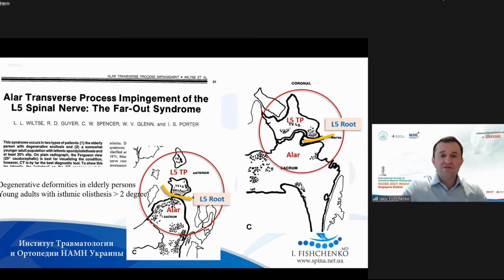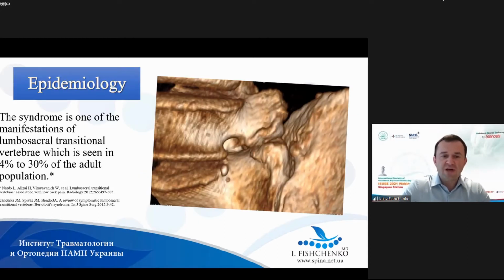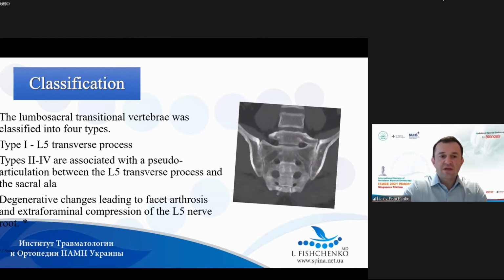So the syndrome is one of the manifestations of the lumbosacral transitional vertebra, which is seen in from 4 to 30% of the adult population. The lumbosacral transitional vertebra was classified into 4 types. Type 1 is L5 transverse process hypertrophy. Types 2 to 4 are associated with a pseudoarticulation between the L5 transverse process and the sacral ala. Degenerative change leads to facet arthrosis and extraforaminal compression of the L5 nerve root.